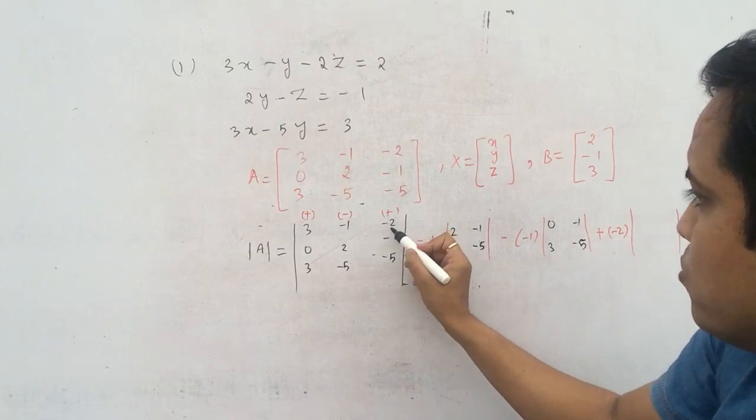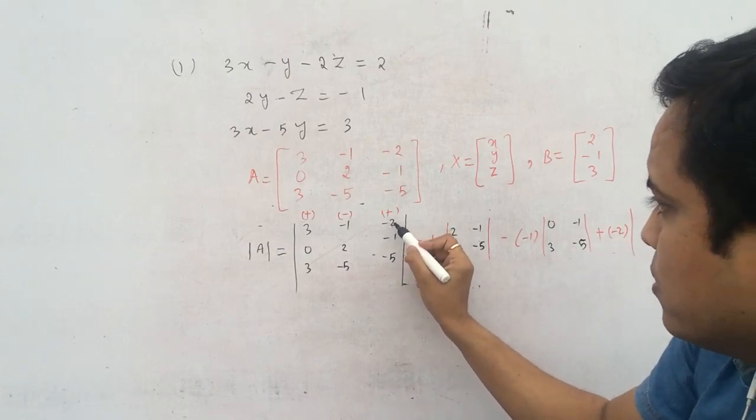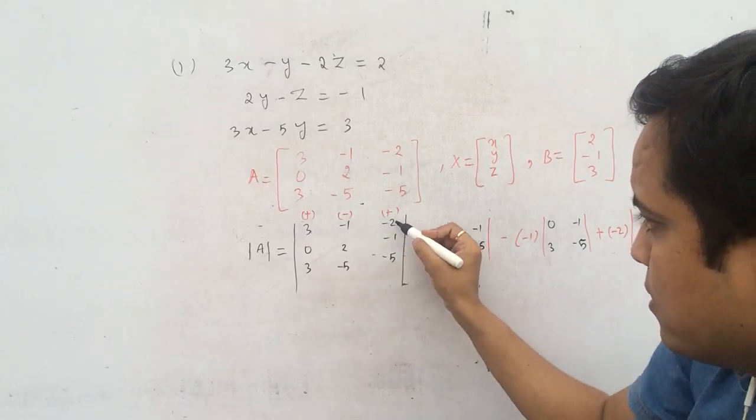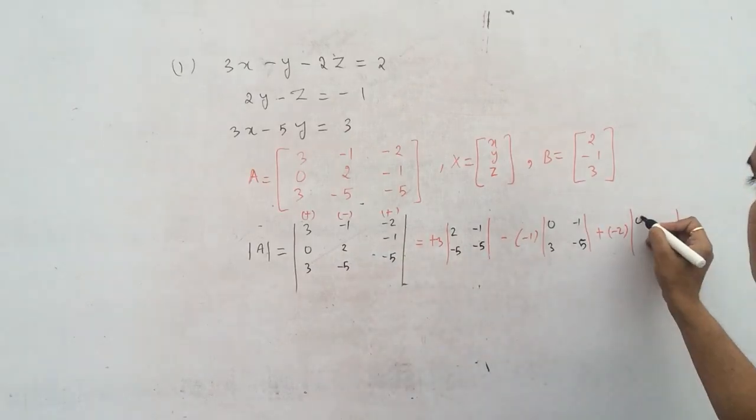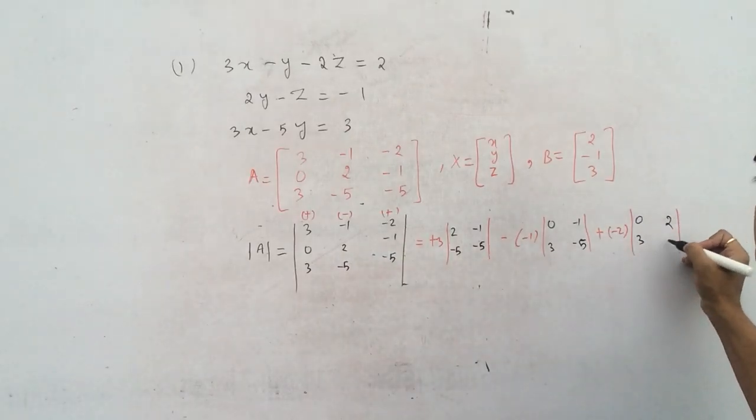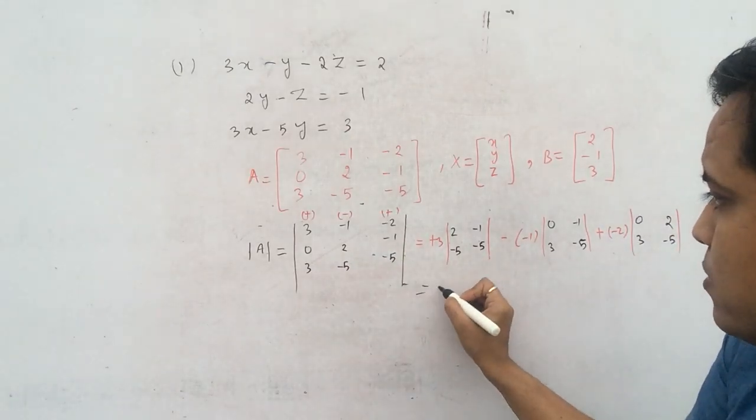Here plus -2, remove this row and this column. What would you get? 0, 3, 2, -5. Solve this. How would you solve?